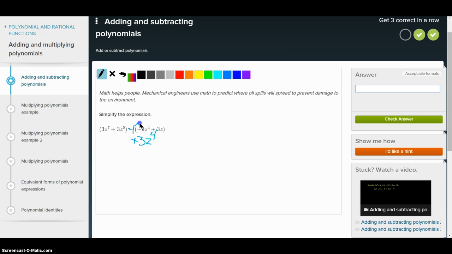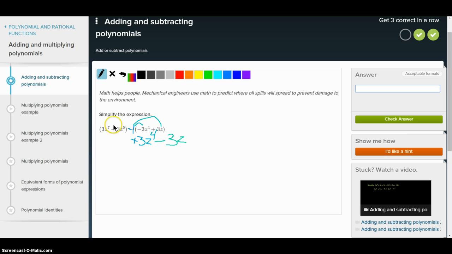And when we're distributing, we take the thing on the outside of the parentheses and multiply it by both of the inside terms, or multiple terms if there's more. So 3z to the 4th, and then negative 1 times 3z. Negative 1 times positive 3z is going to be negative, so we'll minus 3z.